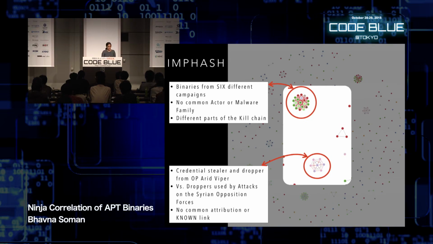Between all of these campaigns, there is no common link, no attribution, no common malware family used. And these samples were from different parts of the kill chain as well. So somehow they all share the same import hash, which is a false positive. In the low cluster, we can see samples from 2 different actors. One set of binaries was used as a credential stealer and dropper by Operation Arid Viper and on attacks on the Israeli government. And their import hashes are connected to an attack on the Syrian government.